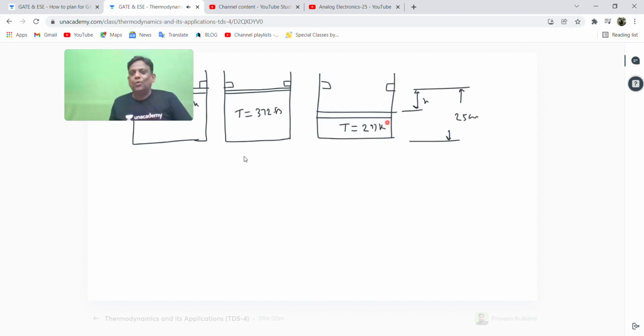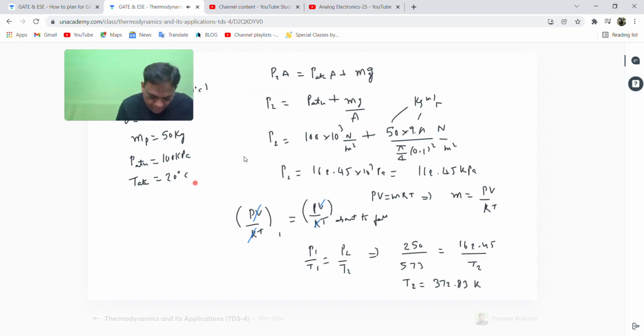Can anyone tell how we do this? Very simple, my dear students. From this situation to this situation, what is the process? Anyone? Now it is a constant pressure process. Okay, what is the pressure here? Anyone? Already you know, 160. Already you know this pressure.